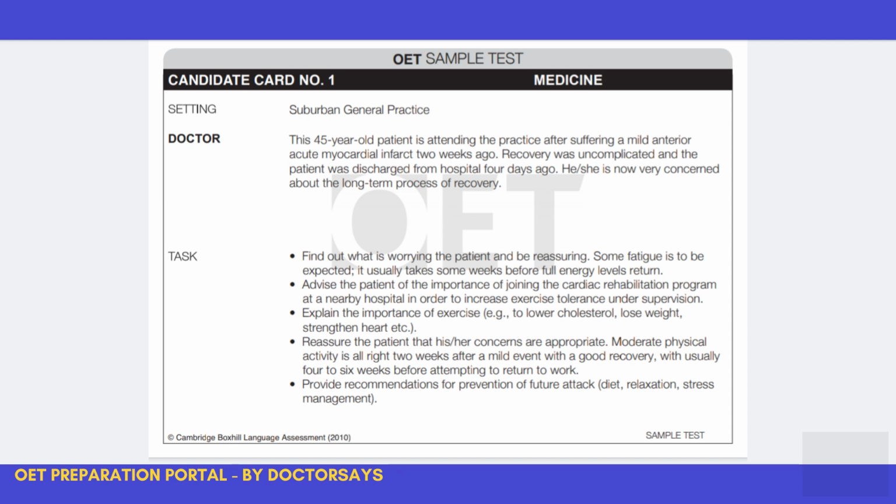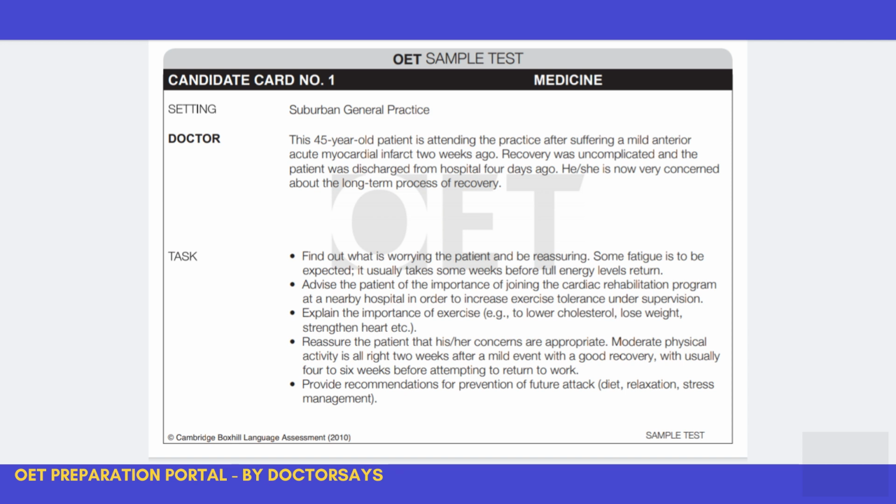Then the next task is to explain the importance of exercise. That means that if you exercise daily, early in the morning or in the evening, it's going to lower your cholesterol levels, help you lose weight, and strengthen your heart so that you don't have another attack next time. This is how you're going to reassure your patient, and counsel them and convince them to exercise daily. The patient should have your whole concentration, and the patient should be listening to you, and you should have the confidence that you are dealing correctly with your patient.